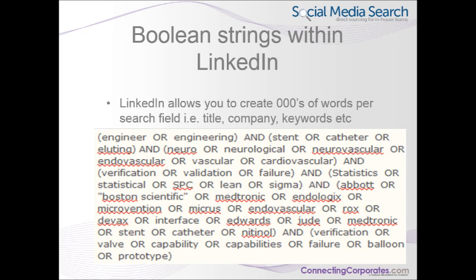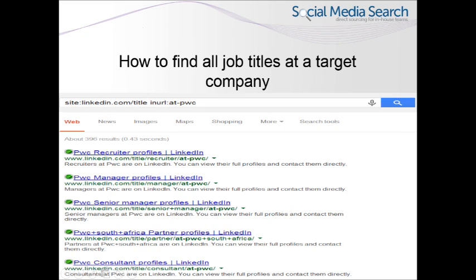So with this facility within LinkedIn to be able to do super long strings, we then need to work out, right, how am I going to work out all of the job titles which are going to be relevant for my particular position? So here we go. I can now use this particular string, site:/linkedin.com/title in URL : @ then the target company, which will give me the job titles as they're displayed on LinkedIn profiles at any particular target company. So instead of guessing, as I say, there they are, they can be listed.